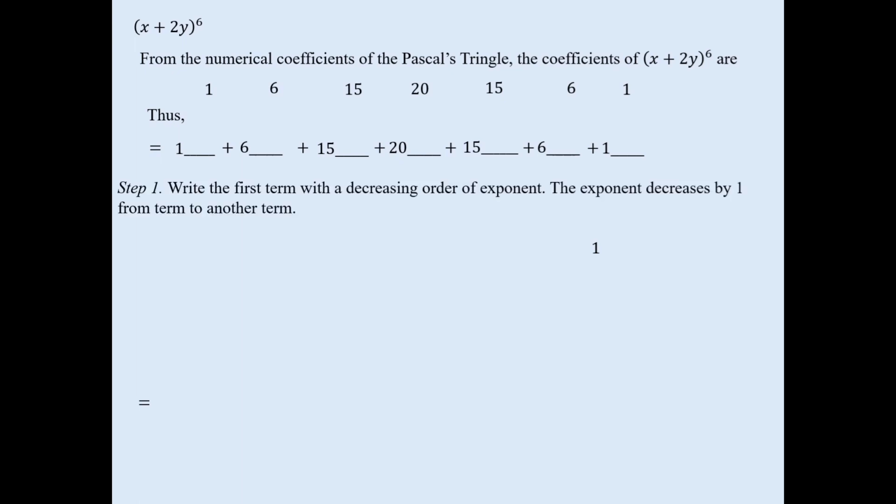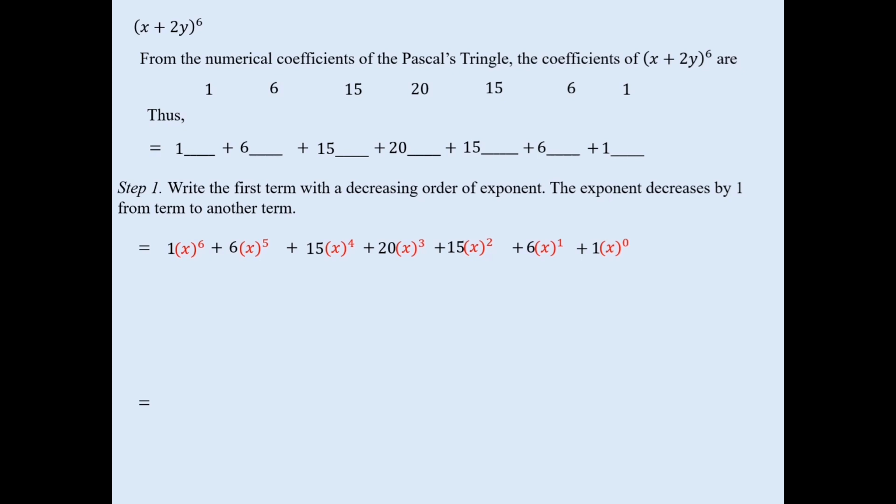Next, ano ang susunod na gagawin natin dyan? Step 1. After makuha niyo yung numerical coefficient, we'll proceed with step number 1. Write the first term with a decreasing order of exponent. So the exponent decreases by 1 from term to another term. So since our first term is x, we will write the first term with decreasing order of exponents. So you have x to the 6, x to the 5, x to the 4, x cubed, x squared, x to the 1, and x to the power of 0.